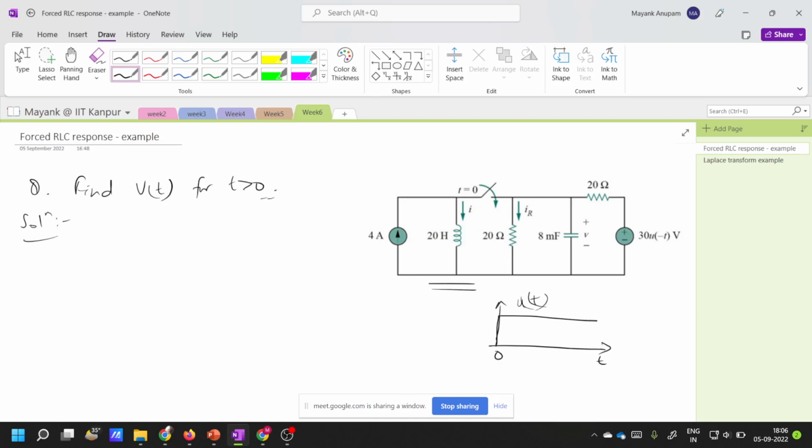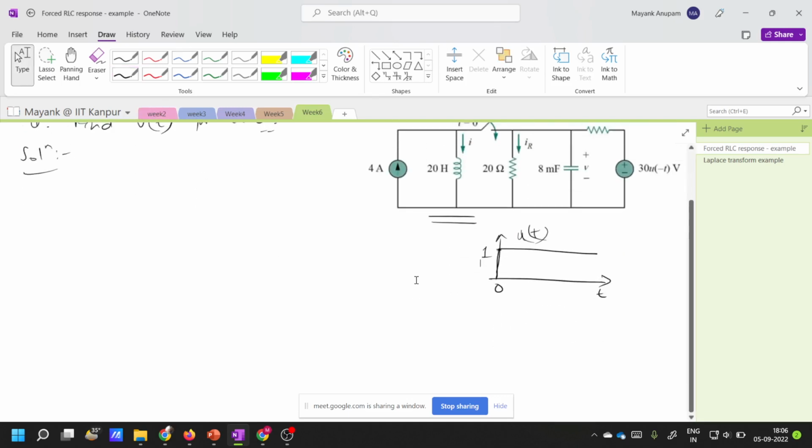At t equal to 0, it suddenly rises to 1, isn't it? How should u of minus t look? U of minus t should look like this, right? This is u of minus t. At t equal to 0, it suddenly becomes 0. So that is what u of minus t looks like.